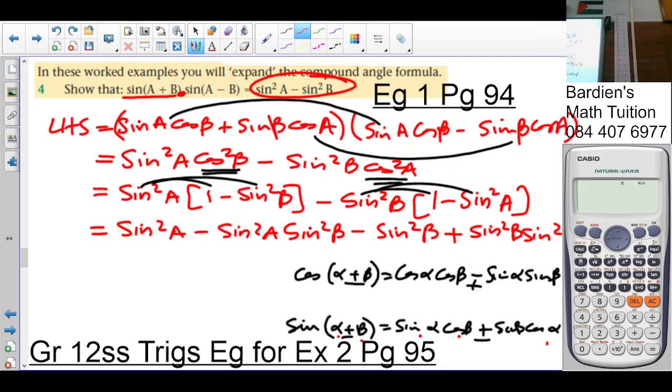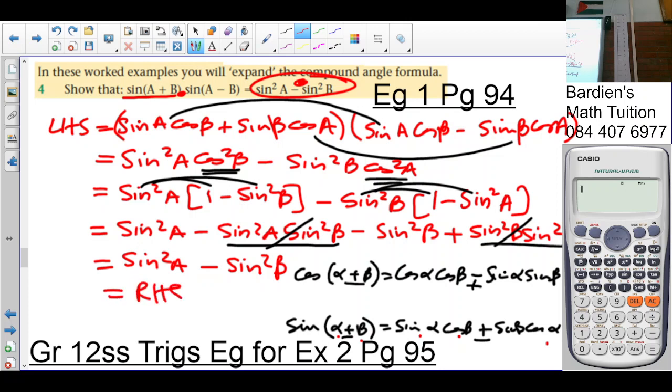Okay? So what do I notice now? We all agree that sine squared A sine squared B is the same as sine squared B sine squared A. So that cancels. So that is simply equal to sine squared A minus sine squared B. But what you also notice now, it is equal to the right hand side. Okay?